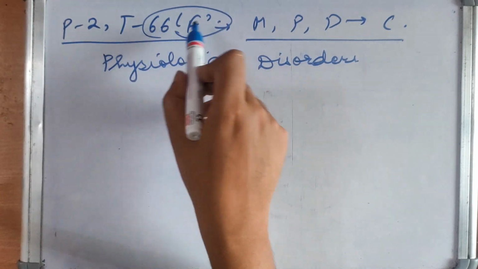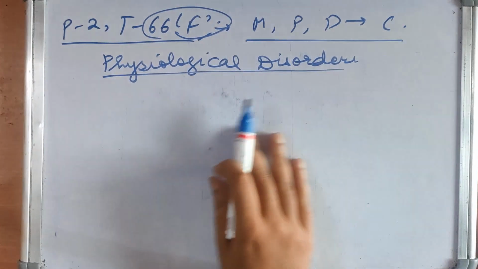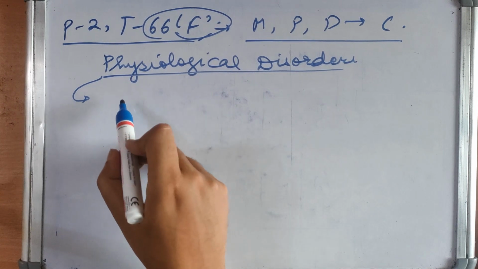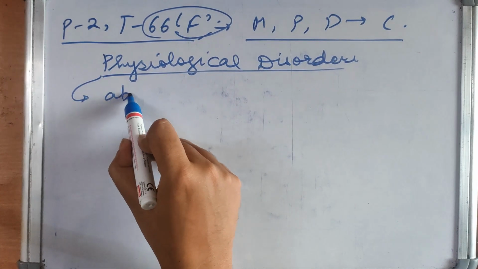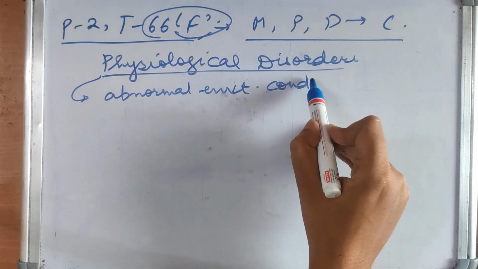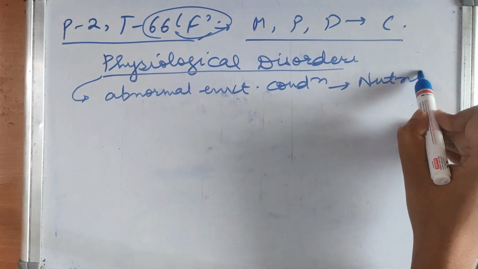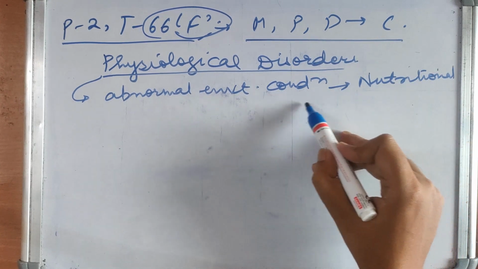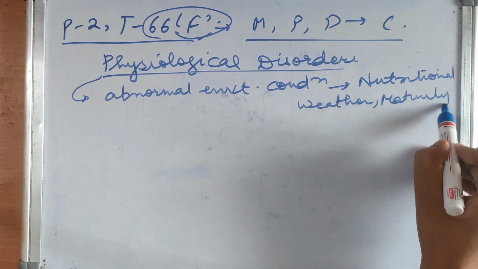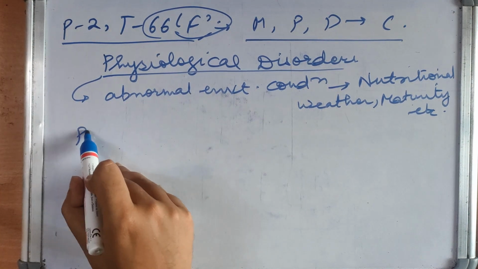This is the continuation of the series. We have completed 5 parts and it is the 6th part, that is the last part of this topic. So physiological disorders. What are these? These are caused by abnormal environmental conditions like nutrition, weather, maturity, etc. Now we will discuss physiological disorders of potato.